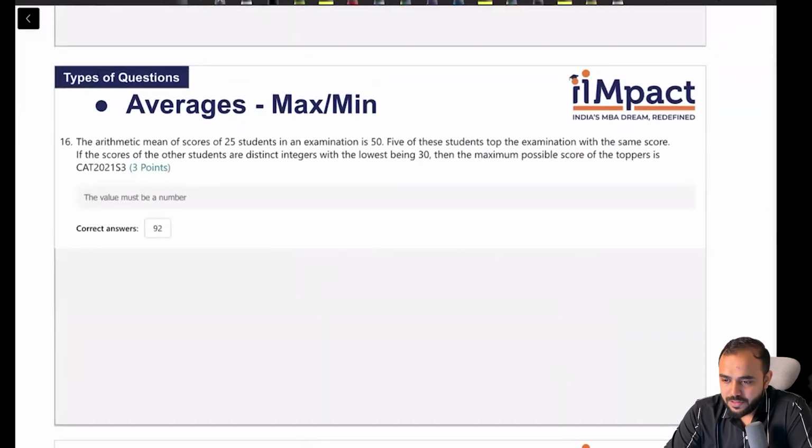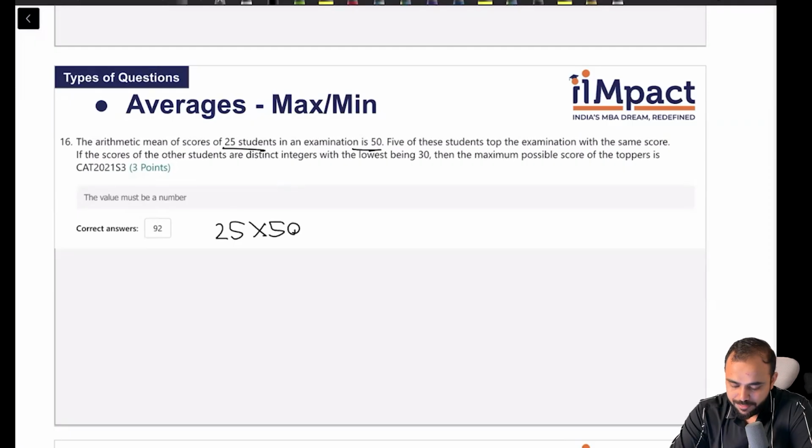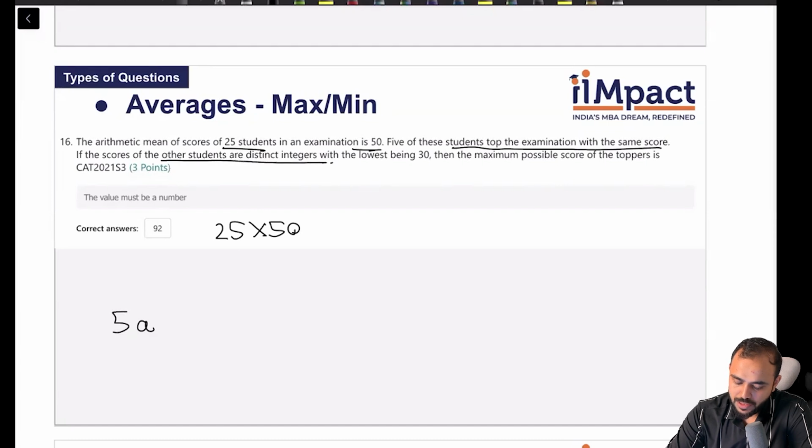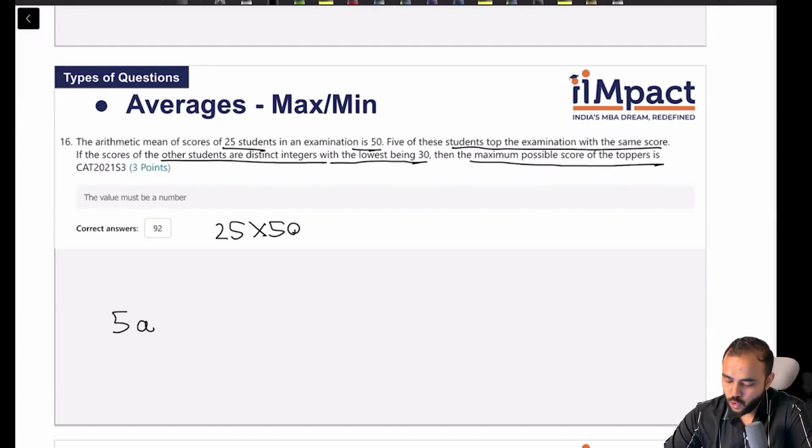Same thing happens in this particular question as well. 25 students in an examination have a mean of 50. So the total is fixed at 25 into 50. Five of these students top the examination with the same score. So let's say their average score is A, so they will score 5 into A. The scores of the other students are distinct integers with the lowest being 30. Then the maximum possible score of the toppers is what?